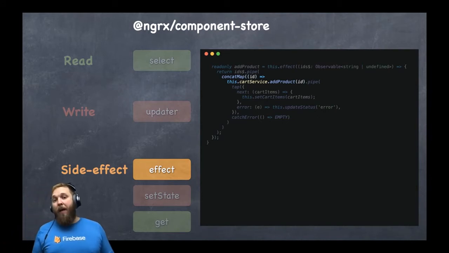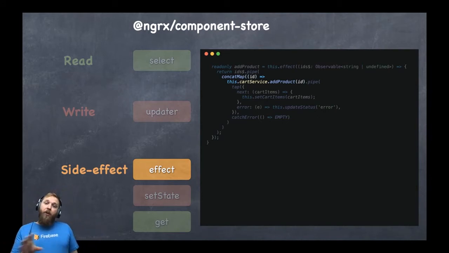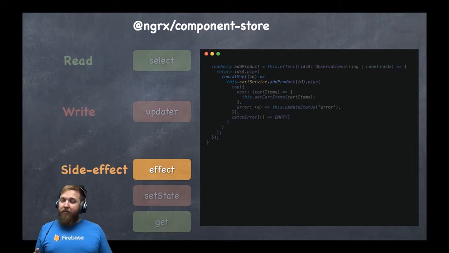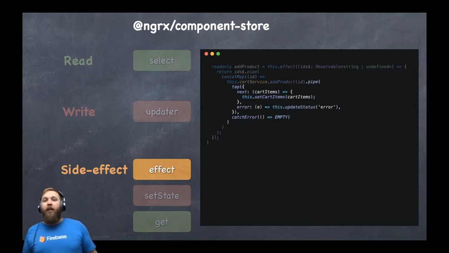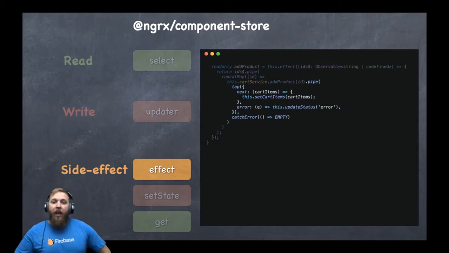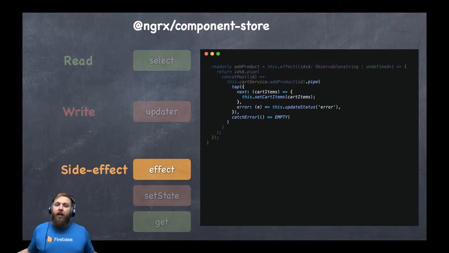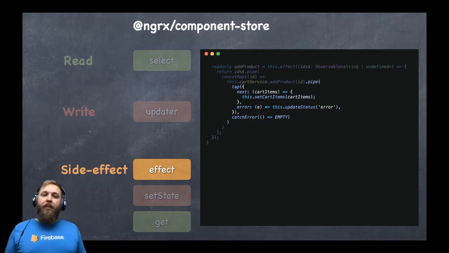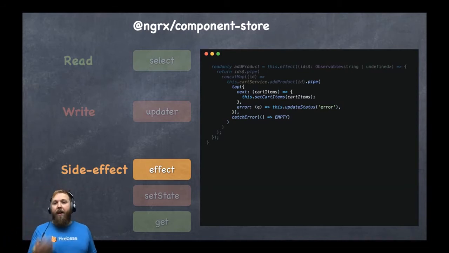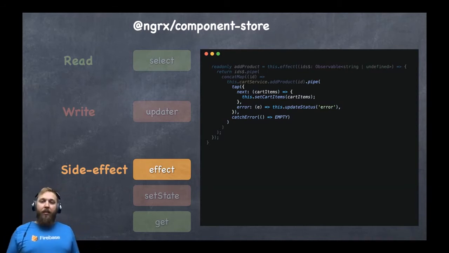All right, so now we call this add product, and it returns an observable. And what do we do next? Well, the next thing we'll push it into our state with this updater of set cart items. And should this be an error, by the way, we explicitly want to handle the errors. Here I will update the status to error. And then I'll catch this error and map it to empty, just so our effect does not collapse, because this is still an RxJS observable stream.